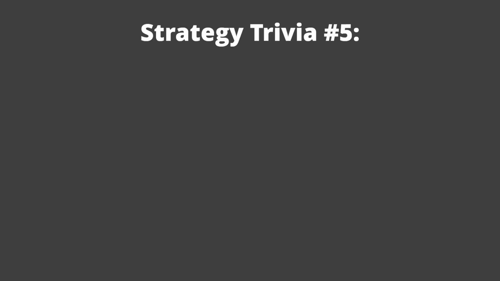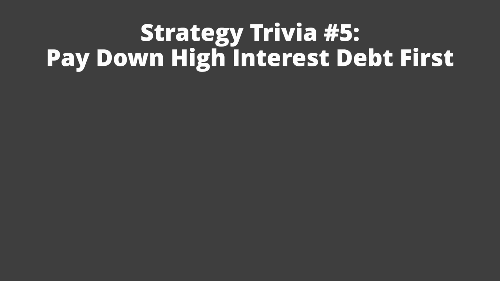Strategy trivia number 5. Pay down high interest debt first. So as you create a surplus, aka savings, you want to use that money in the most effective way possible. The way you do that is by paying down high interest debt right away. Remember, debt makes your money work against you and investments make your money work for you. So you want to graduate from being a borrower to becoming an investor ASAP.